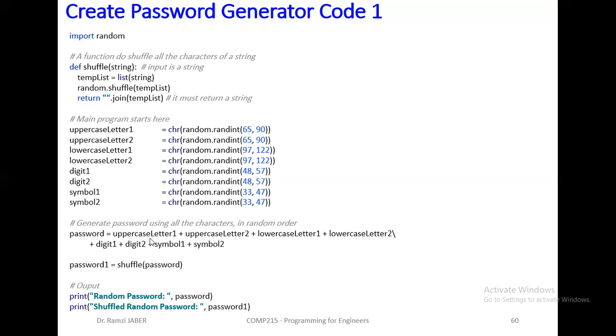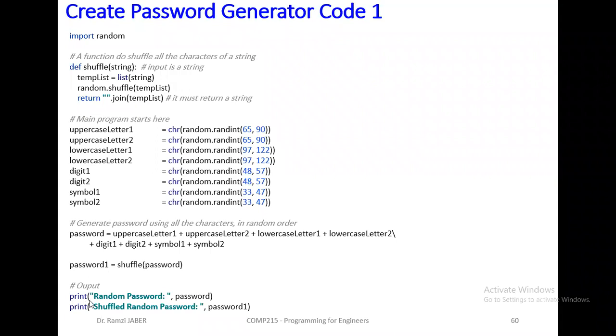Now I want to shuffle them. I don't want capital 2 letters, then 2 small letters, then 2 numbers, then 2 symbols. I want to shuffle the password. So here we use another variable, password 1 equals shuffle password. So we call this function. The concatenated variables will be put here as input, then converted to a list, then shuffled, then joined again to be one word, one string. Okay, this is the main job of this function. So password 1 equals shuffle password.